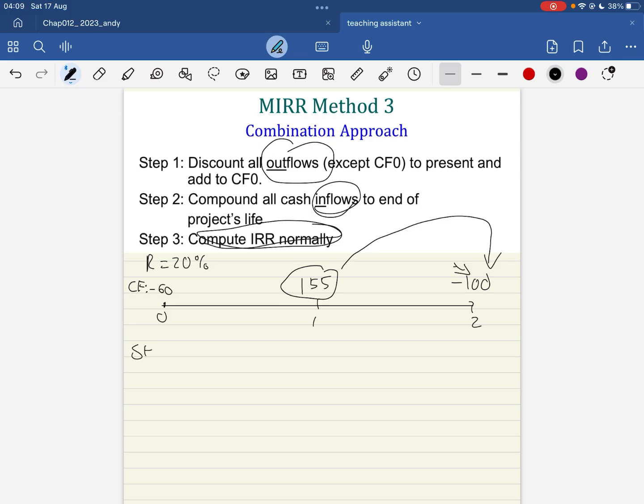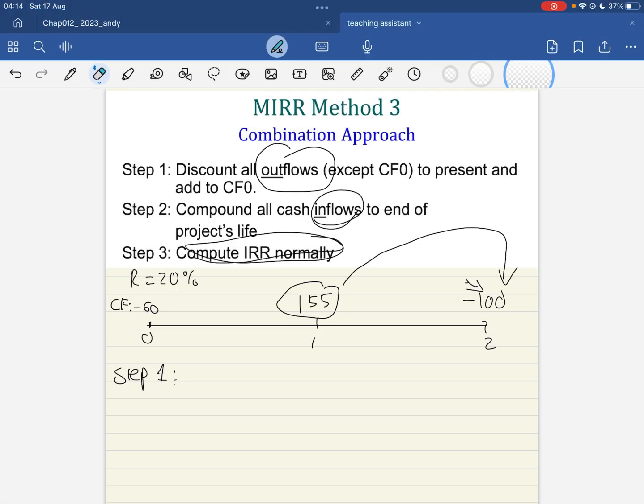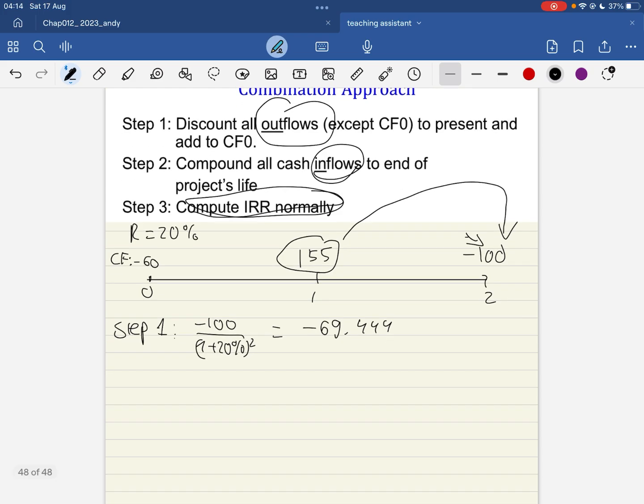Step 1, minus 100 divided by 1 plus 20% to the power of 2, and this will be equal to minus 69.444. Next step, we will add it up to CF0, so our new adjusted CF0 will be equal to minus 69.444 plus minus 60, and this one will be equal to minus 129.444.